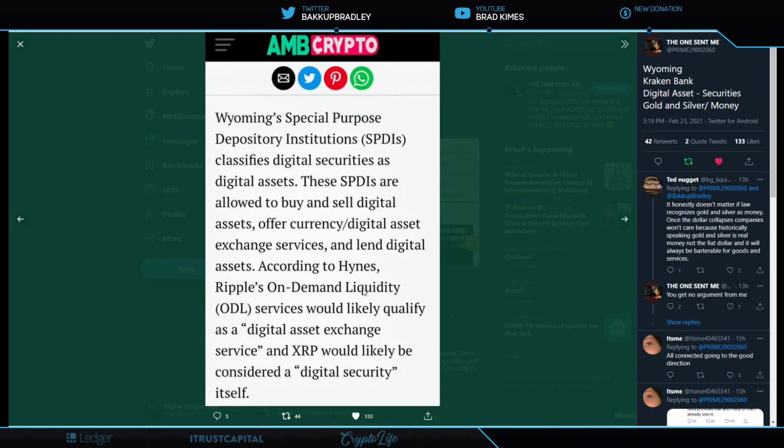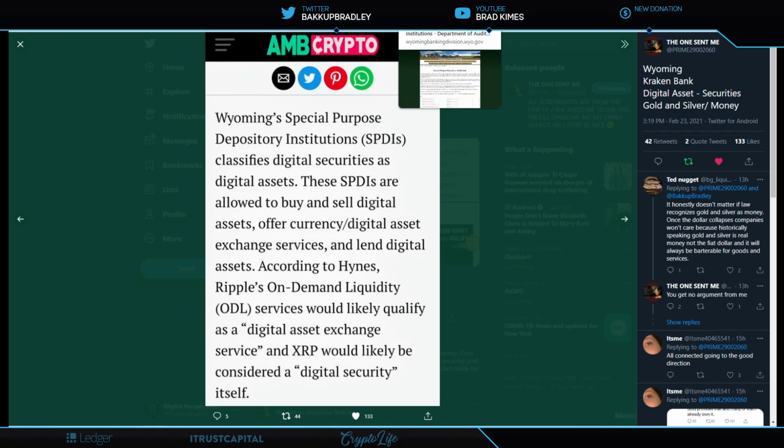And it says here, Ripple's on-demand liquidity services would likely qualify as a digital asset exchange service, and XRP would likely be considered a digital security itself. Where have you heard that before? Now, we've been talking about the idea that XRP may, in fact, be a security. And this is one of the paths that could take us there. That doesn't necessarily mean it's bad for us either. So we'll have to find out if any of this happens.